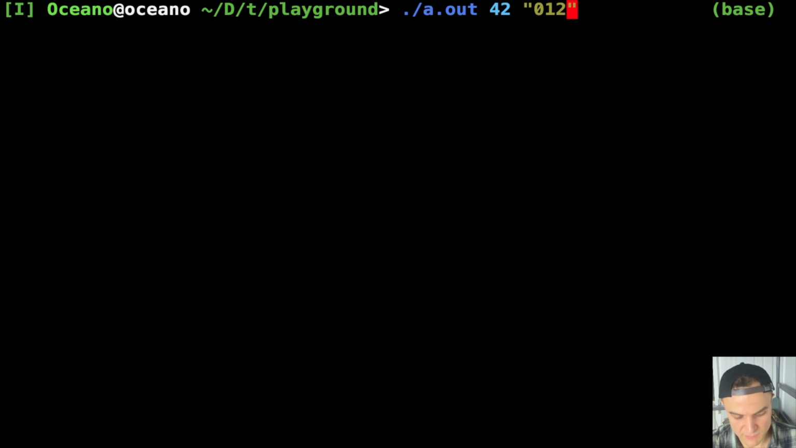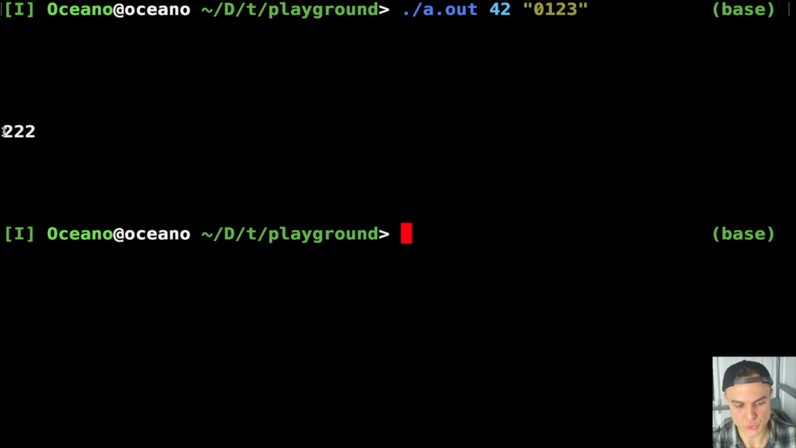Now let's do 42 in base 4. In base 4, I have my 4 symbols, which are 0, 1, 2, 3. What is that? Well, it is 222. You see? 222 is the value 42 in base 4. Why is that? Well, because you have 1, 4, and then 16. So we have 2 plus 4 times 2 is equal to 8, plus 2 times 16, 32. 32 plus 8 plus 2 is equal to 42.